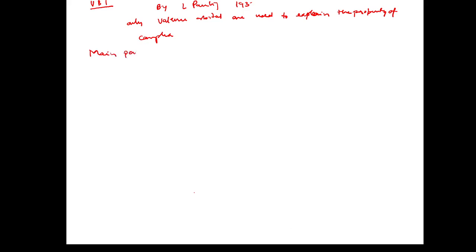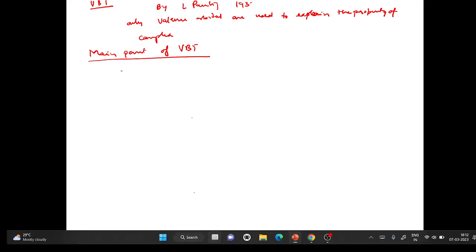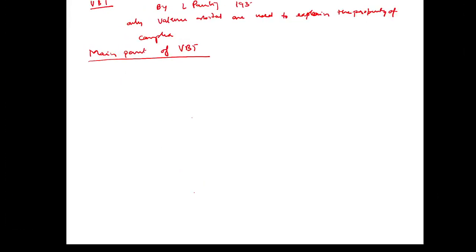Now I will go to the main points of VBT. What are the main points of VBT? The first thing is that this is the only theory which talks about the geometry or shape of the complex.